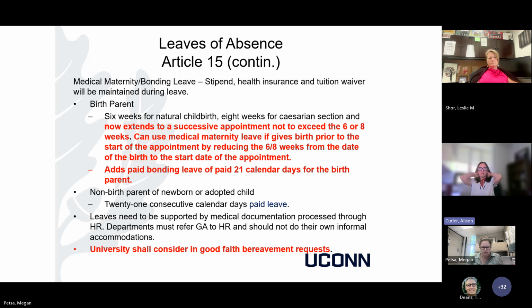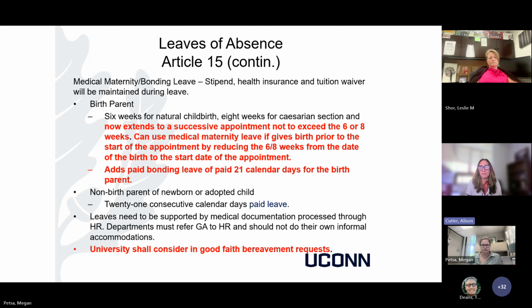Okay, so the changes in the leave of absence provision. What the current contract says is, if you're the birth parent, you get 6 or 8 weeks, depending upon the type of birth that it is. And the current contract says that it can't extend beyond the end of your appointment. It was only during your appointment.